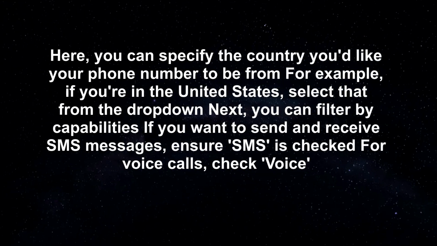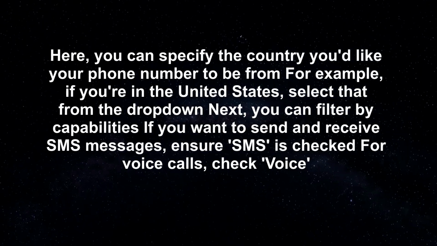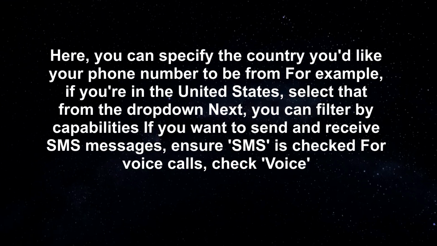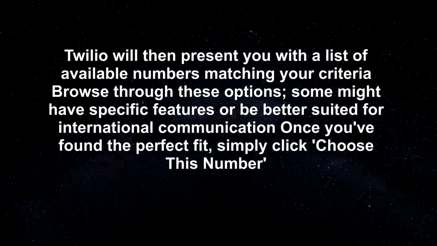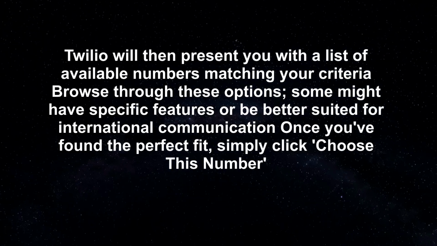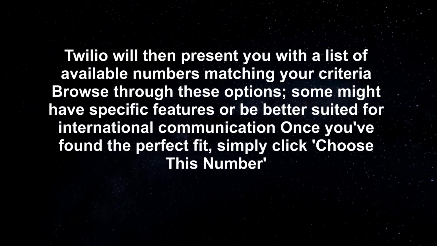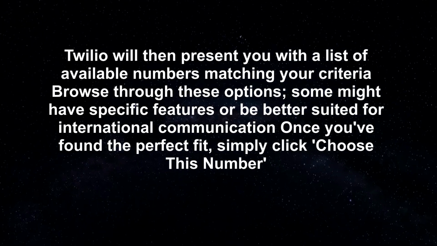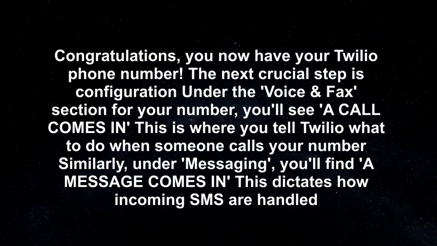Next, you can filter by capabilities if you want to send and receive SMS messages. Ensure SMS is checked. For voice calls, check Voice. Twilio will then present you with a list of available numbers matching your criteria. Browse through these options. Some might have specific features or be better suited for international communication. Once you've found the perfect fit, simply click Choose this number.